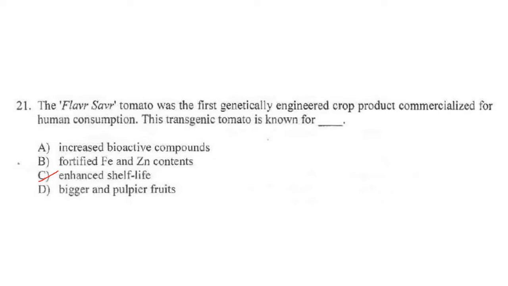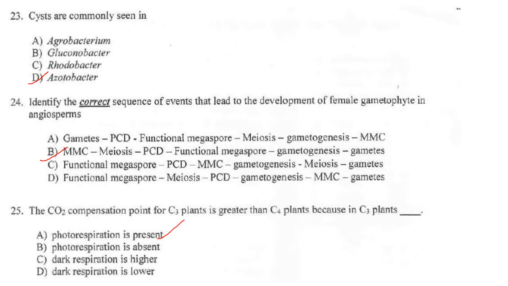Then the Flavr Savr tomato was the first genetically engineered crop product commercialized for human consumption. This transgenic tomato is known for enhanced shelf life. Answer is option C. Then cysts are commonly seen in Azotobacter. Answer is option D. Then identify the correct sequence of events that lead to the development of the female gametophyte in angiosperms. So it is megaspore mother cell, MMC, meiosis, PCD, functional megaspore, gametogenesis, and then gametes. Answer is option B.